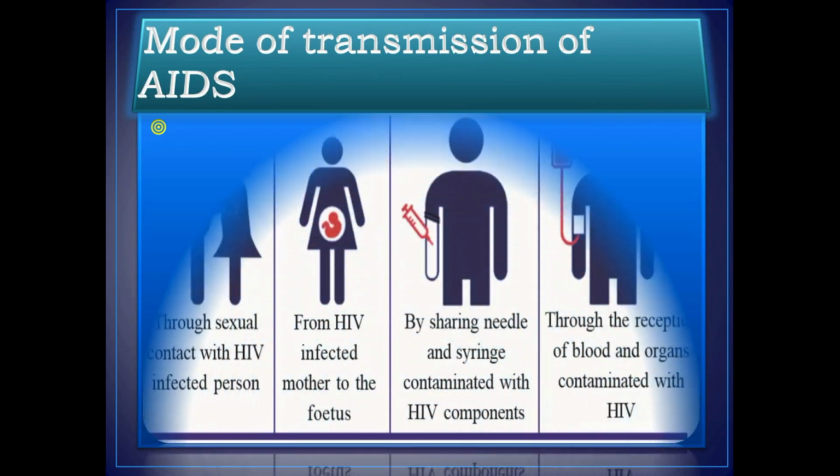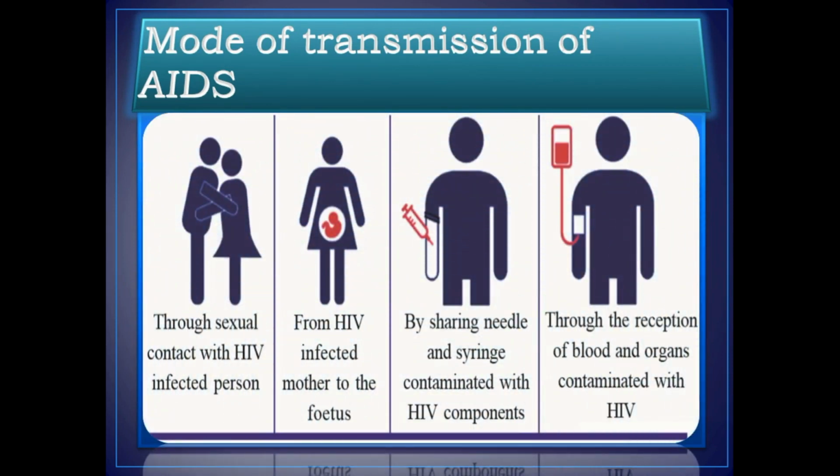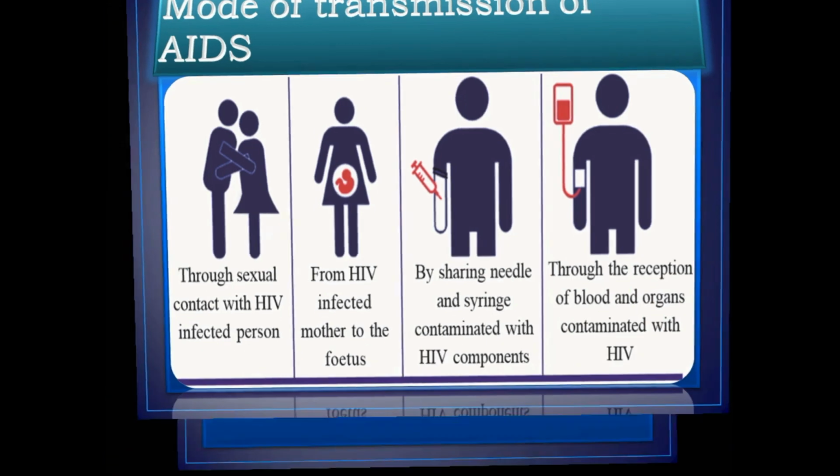Mode of transmission of AIDS, how it spreads. I said it is mainly through body fluids, that is through blood. The possible ways are through sexual contact with an HIV-infected person, from an HIV-infected mother to fetus, by sharing needles and syringes contaminated with HIV, and through the reception of blood and organs contaminated with HIV. So basically it is through the body fluid blood, but which are the circumstances that pass contaminated blood to another person's body? Through sexual contact, through needles and syringes, from mother to fetus, and through blood donation or organ donation.